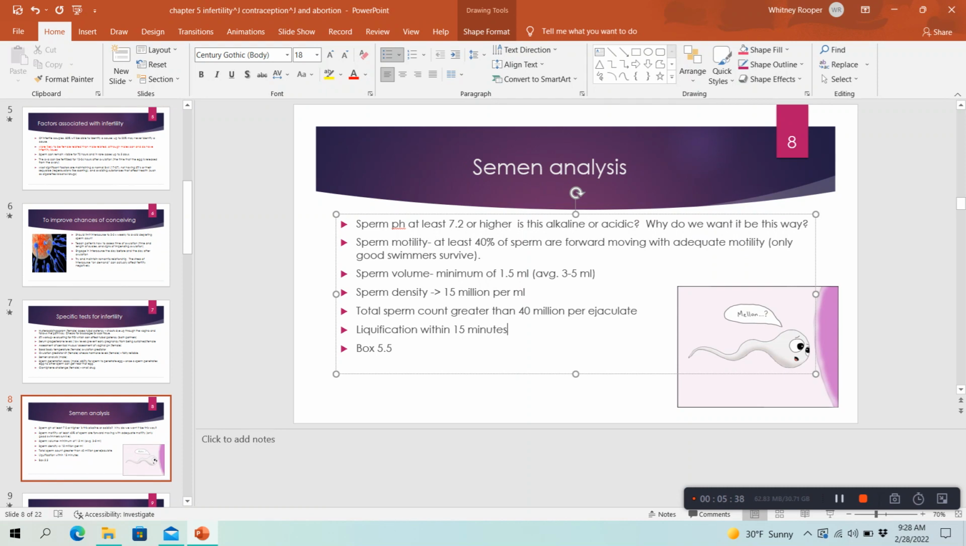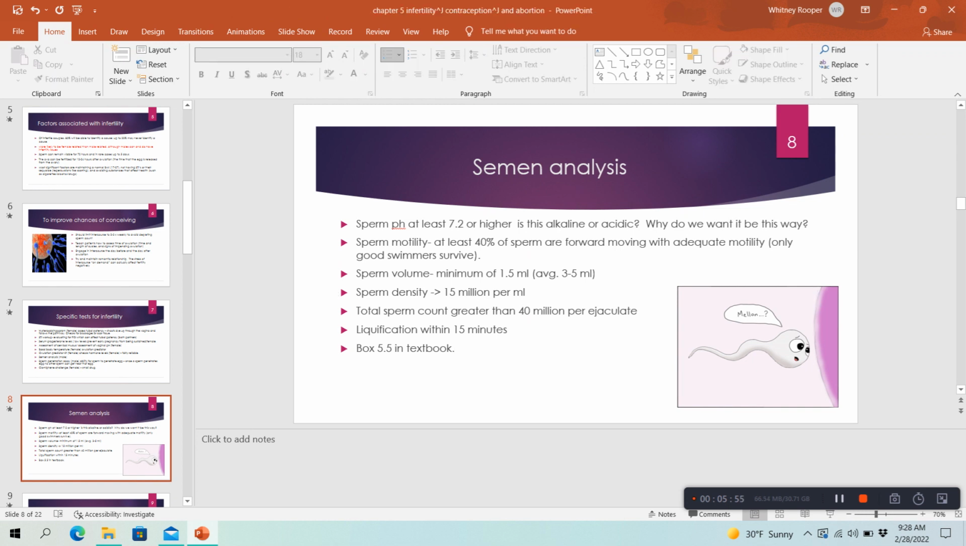They look for liquefaction time of the ejaculate, and all of that is listed in your textbook as well. So those are just things that they look at in the sperm. I have always been taught that when we collect the semen analysis, it has to be fresh, meaning not something you can refrigerate or collect today and take in tomorrow. It has to be taken in immediately.